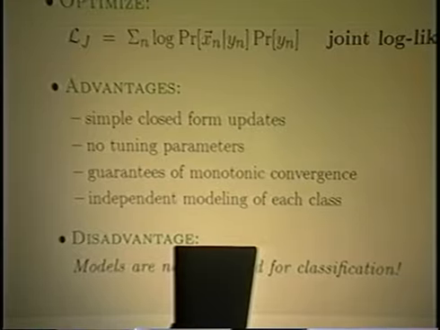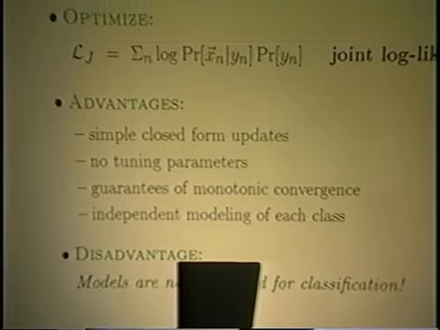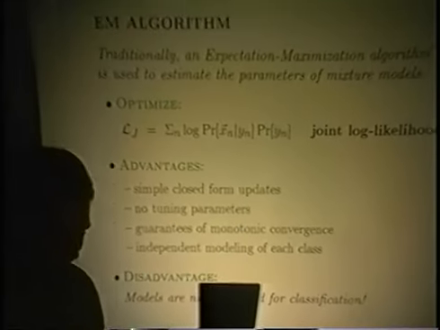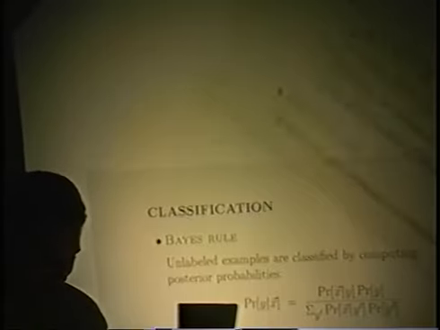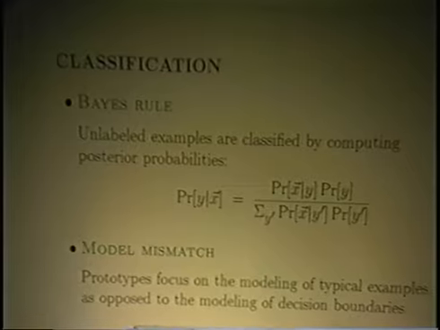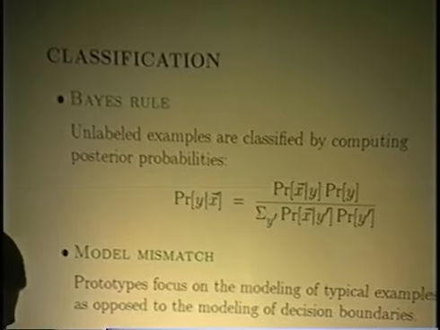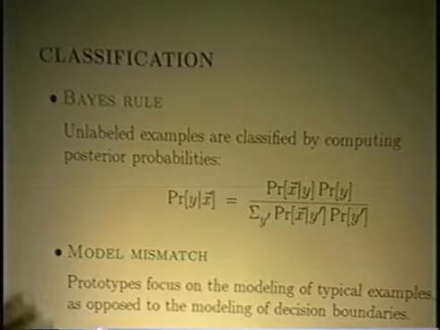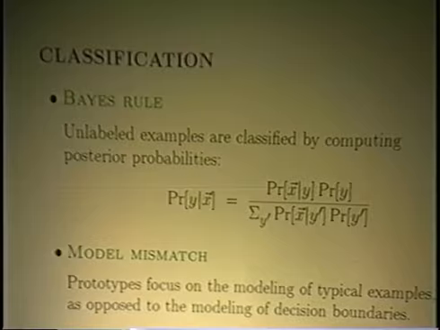But the disadvantage is these models aren't optimized for classification, and it's really easy to see why they don't necessarily perform as well as models that are specifically trained as classifiers. So the way you classify in these models is by appealing to Bayes' rule to compute posterior probabilities for a particular class label Y given some unknown test example.